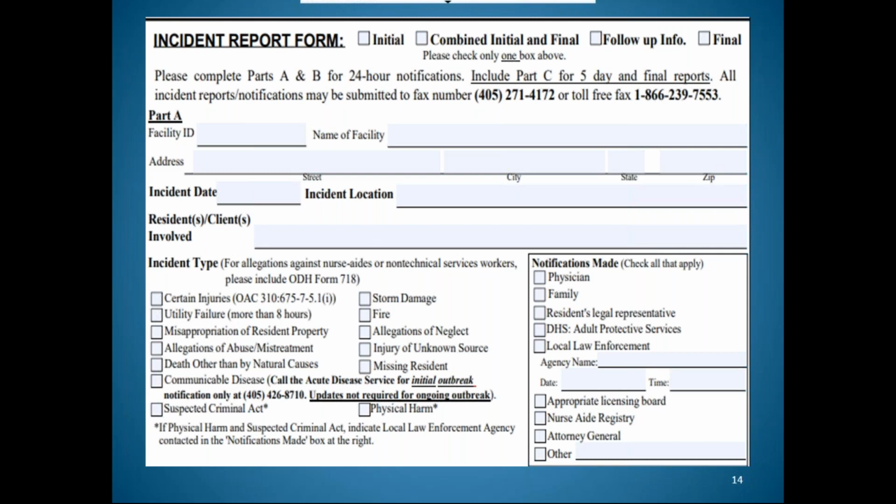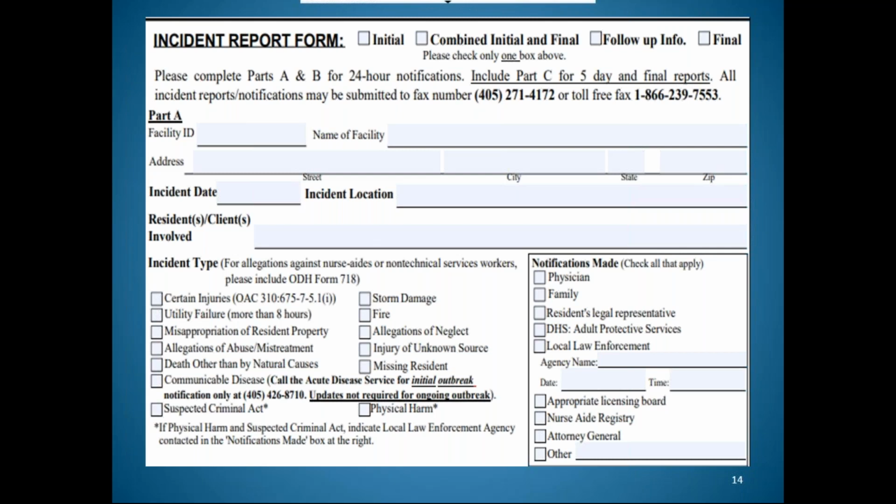Right here on the paper, it says, if you've got allegations against nurse aides and non-technical service workers for abuse, be sure and submit the Form 718 with this document. If you look at all of these boxes, you will see that every single one of them aligns with every single regulatory rule that was put out.